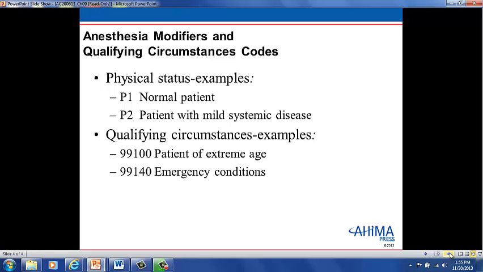Because the anesthesia codes were developed to represent the professional services provided by anesthesiologists, the anesthesia codes cannot be reported by hospitals unless the hospitals perform billing services for the anesthesiologists.